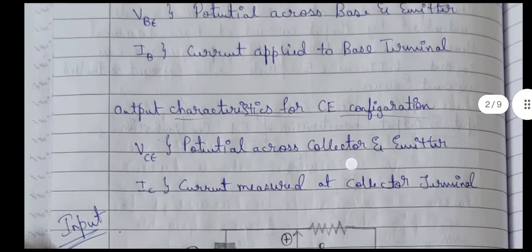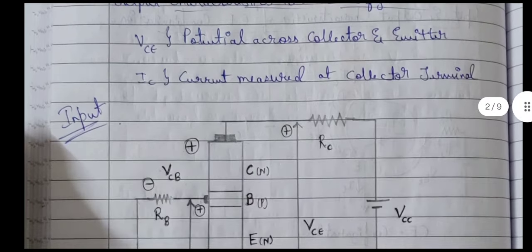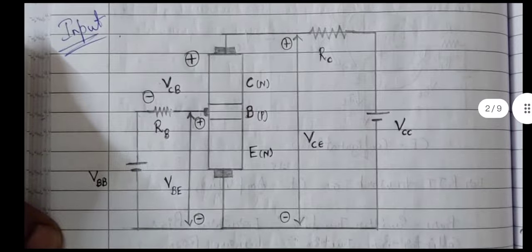And for the output characteristics of the CE configuration, VCE is the potential across the collector and emitter, and IC is the current measured at the collector terminal. This is what the input and output characteristics for CE configuration are. So let us look into the input characteristics of the CE configuration first.